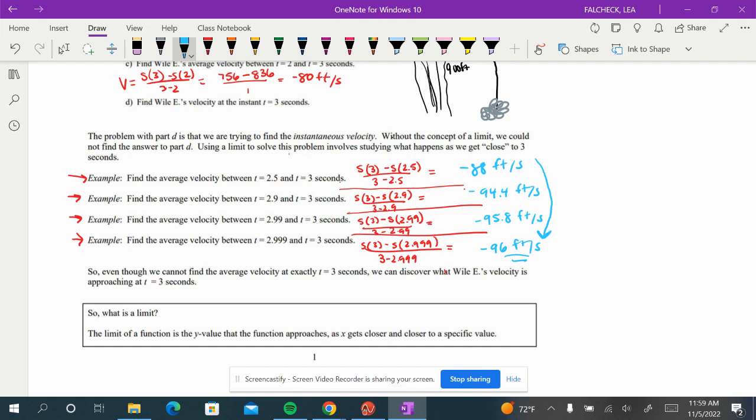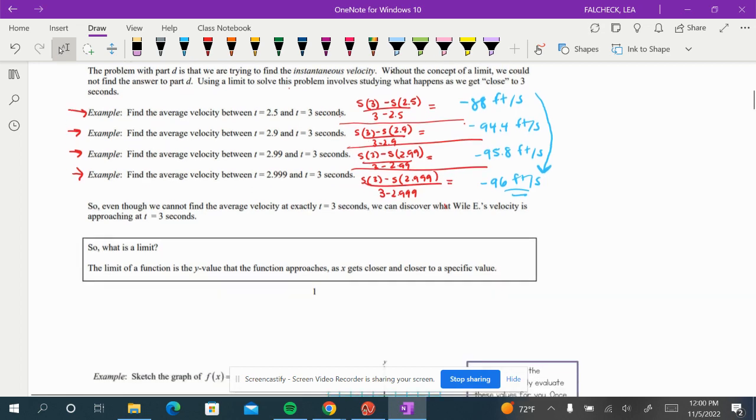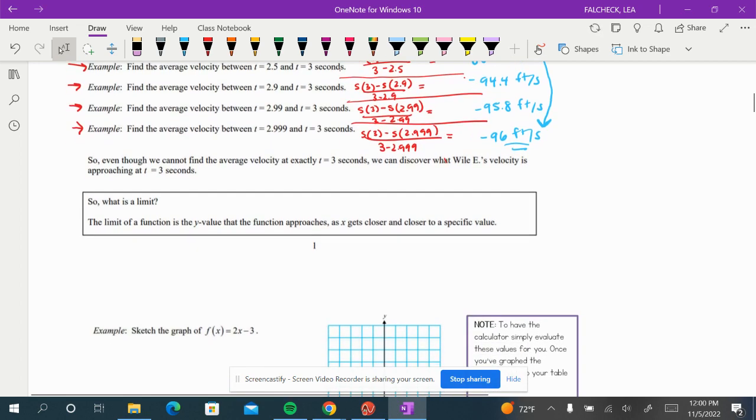So even though we can't find the average velocity at exactly t equals 3 seconds, we can discover what Wiley's velocity is approaching at t equals 3 seconds. So what is a limit? The limit of a function is the y value that the function approaches as x gets closer and closer to a specific value.